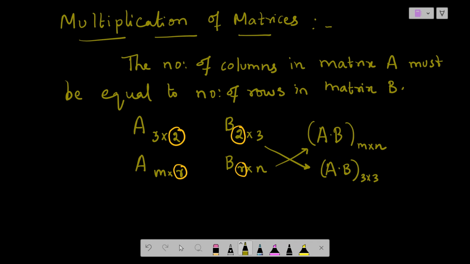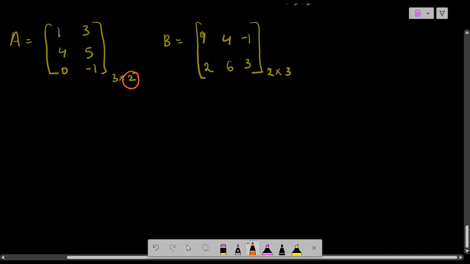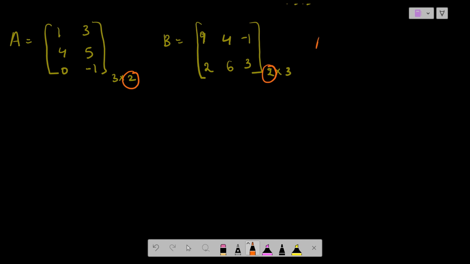Now let us take a simple example. I have two matrices A and B. If you observe carefully, let us check whether our condition applies here or not. Yes, here two columns and here two rows. Now what will be our A into B matrix? After multiplying, our resultant matrix should be a 3 by 3 matrix. Understood? After multiplying A and B, we should get a 3 by 3 matrix.